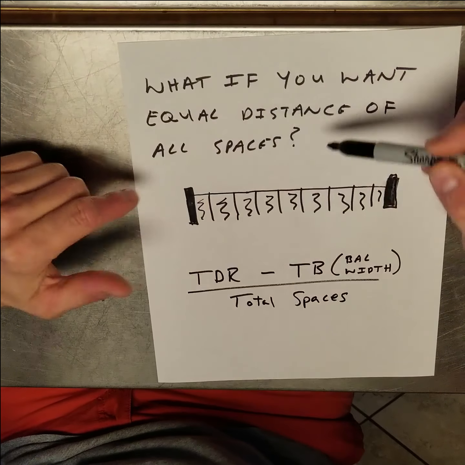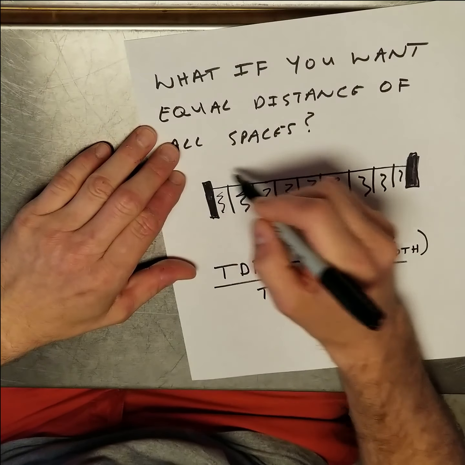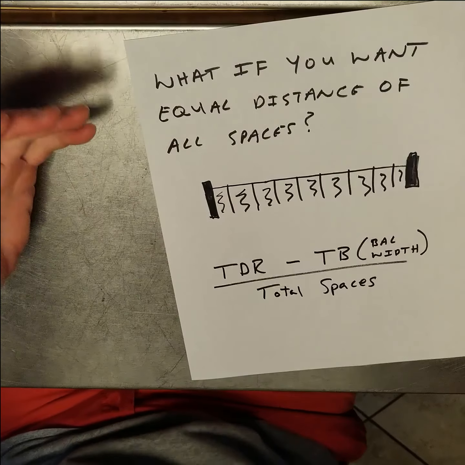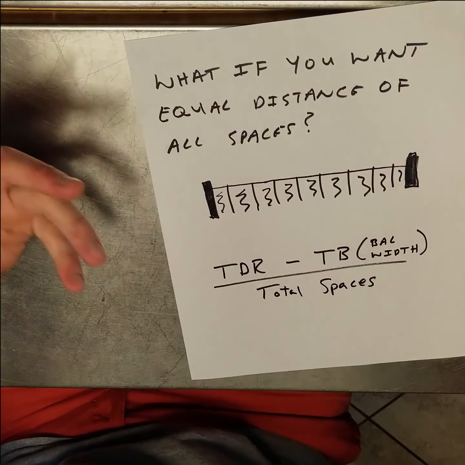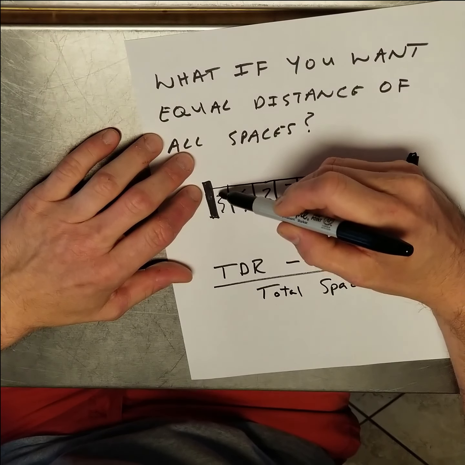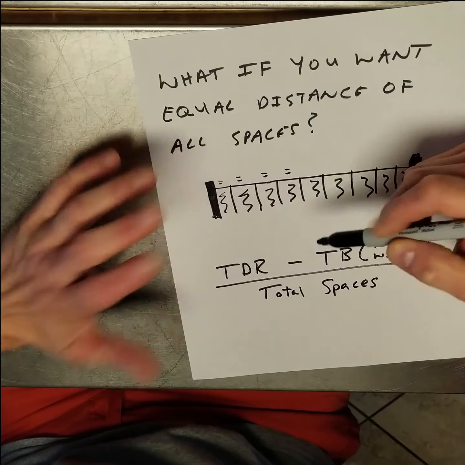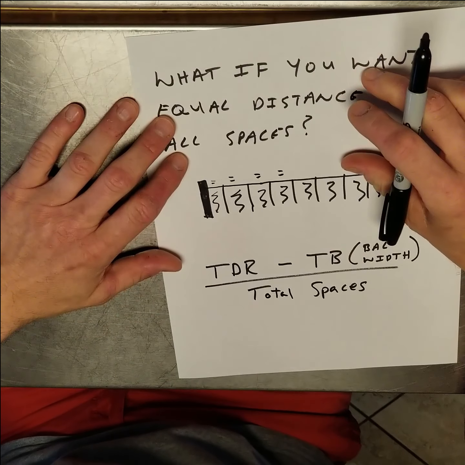If you wanted equal distance of all the spaces, meaning if your deck sections from post to post were all the same, unlike mine for whatever reason, but what if they were all the same and you wanted each space to be equal between each one of these guys? Well, I got another formula for you.